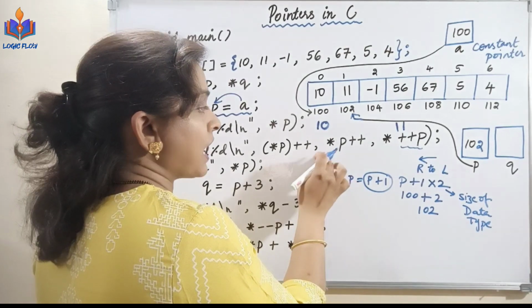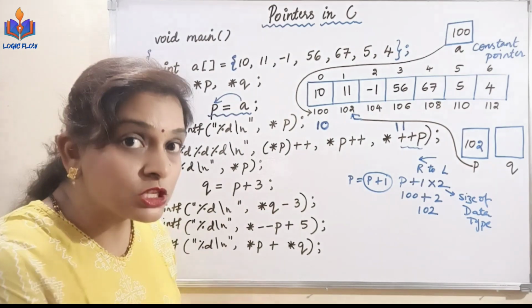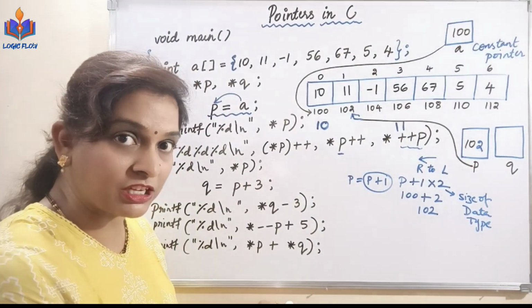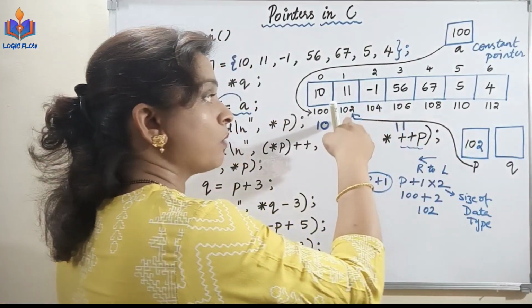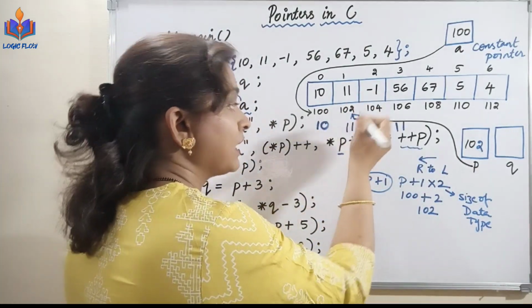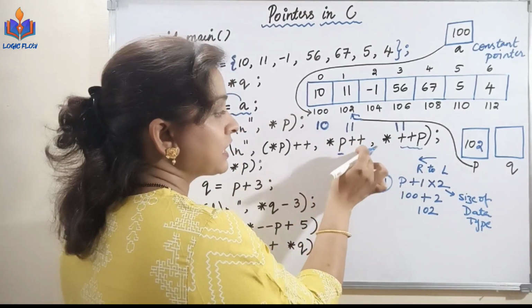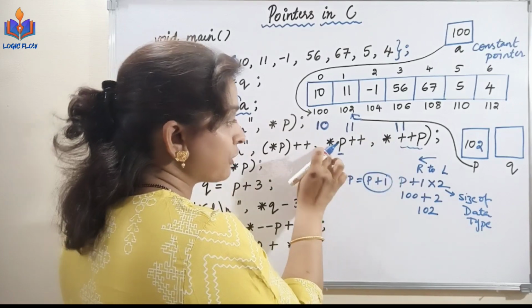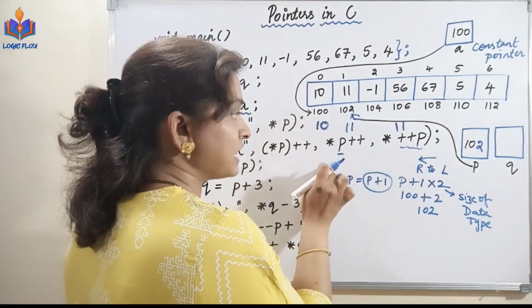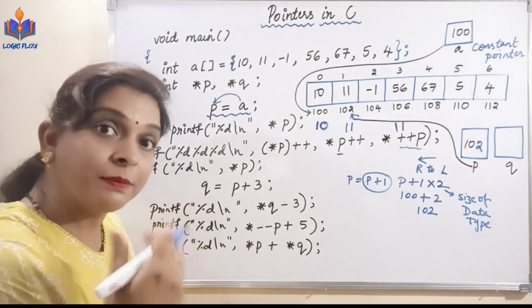Now it is *p++. The increment operator is afterwards, means it is postfix increment. So it says you fetch the value of p first and then you do the incrementation. So right now p is pointing to 102. Value at the location 102 means it is 11. Then you do the incrementation of p. So it is postfix increment. Incrementation is done afterwards, but you fetch the value of p. P is pointing to 102. Value at the location 102 is 11. So my answer for this expression is 11. Then the pointer will be incremented.